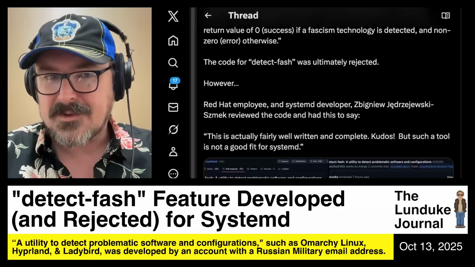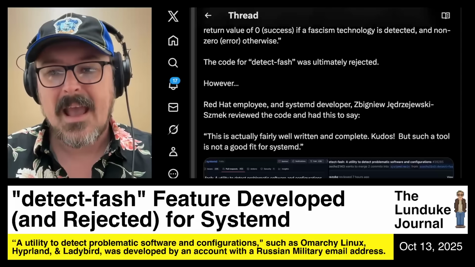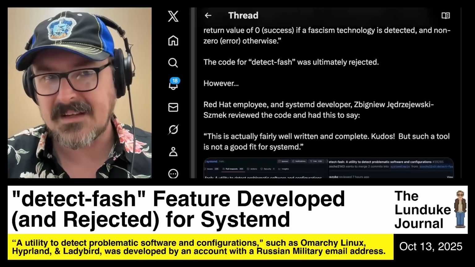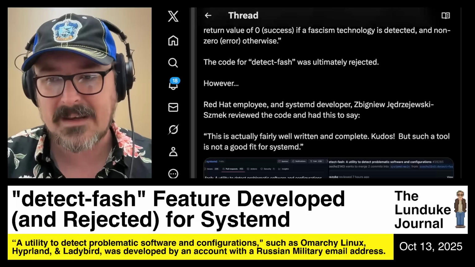I'll leave that at that and just push that off to the side. The bigger concern here is the fact that someone made code like this and submitted it highlights and underscores an issue that we have throughout free software and open source right now. And that is this.